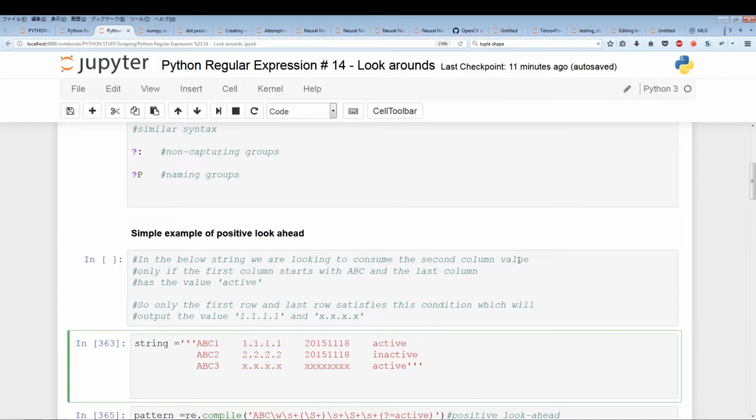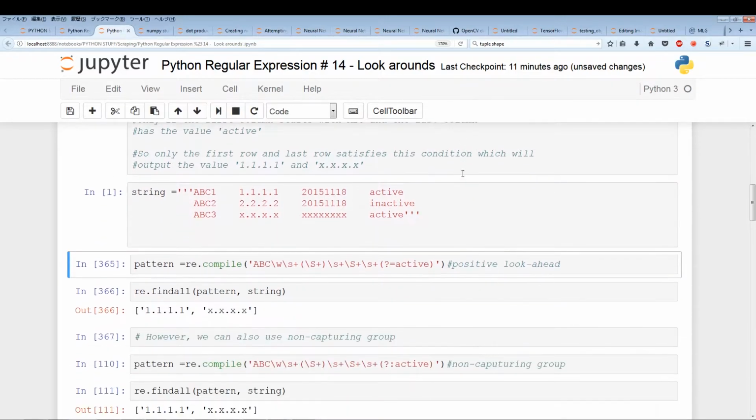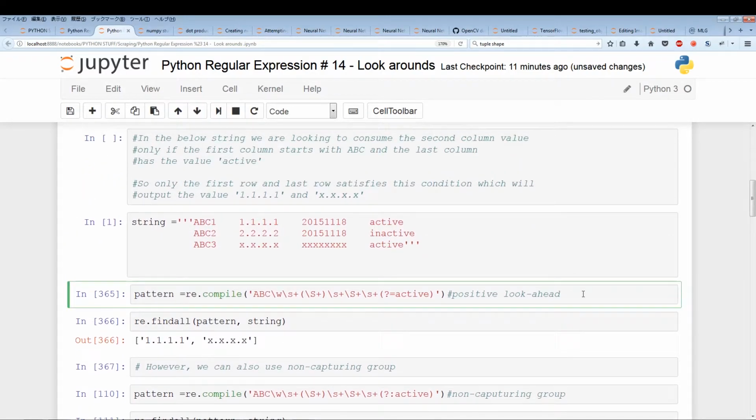Okay, now let's look at how we can do this using lookarounds. Let me run this string first. We have this pattern already compiled, so let's break it down. The first thing we're looking for is ABC, which is pretty simple, followed by an alphanumeric character. It could be 1, 2, 3, or another letter, it doesn't matter, because in this case all the ABCs are followed by some sort of character or letter. Then it's followed by a space.